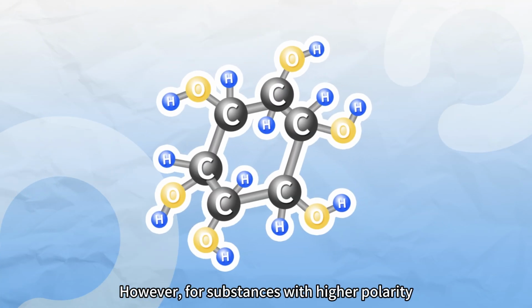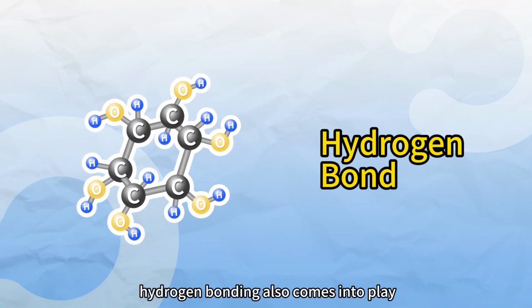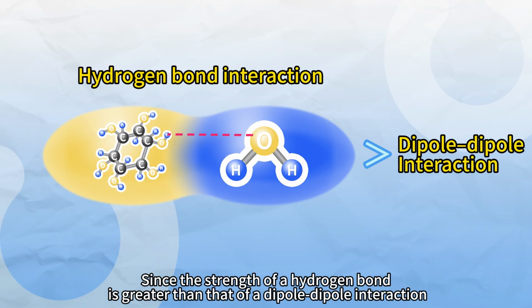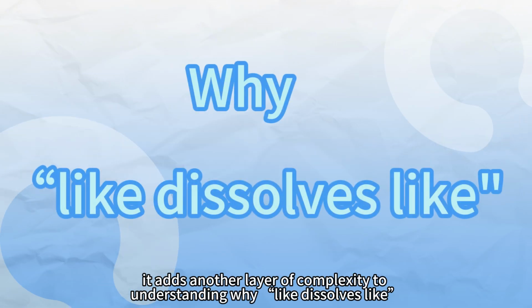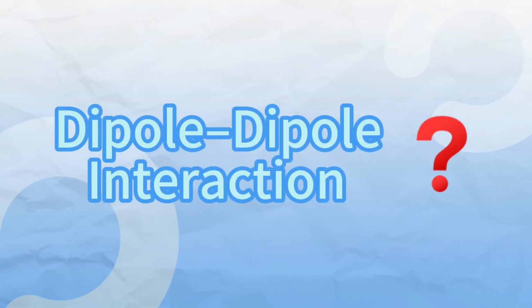However, for substances with higher polarity, hydrogen bonding also comes into play. Since the strength of a hydrogen bond is greater than that of a dipole-dipole interaction, it adds another layer of complexity to understanding why dissolves. Let's exclude the influence of hydrogen bonding for now. Then what we first need to understand is how dipole-dipole interactions arise.